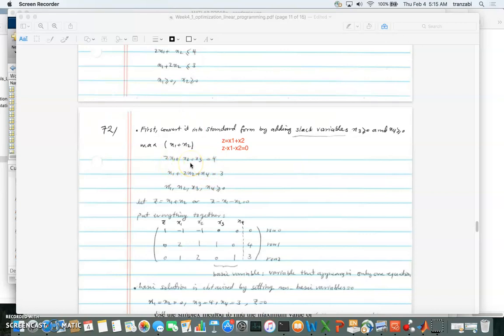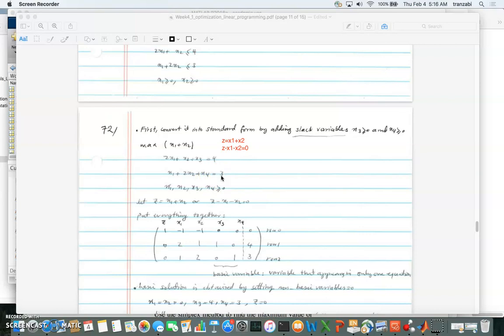2x1 plus x2 plus the slack variable x3 is equal to 4. Similarly, I convert this inequality by adding a new slack variable, x4, to make it an equality. That becomes x1 plus 2x2 plus x4 equals 3. Alright? So this is the second step.